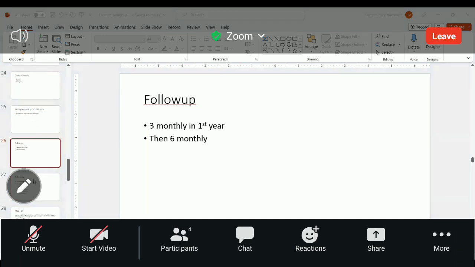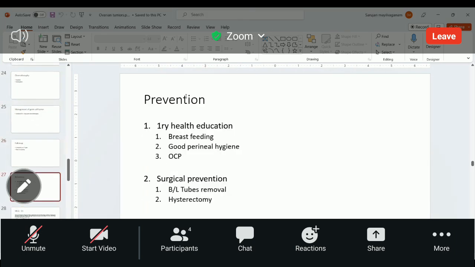Okay. Then the prevention. This is one important thing regarding the ovarian tumor. How to prevent? First, health education. I already told these are the protective factors: oral contraceptive pill, breastfeeding, and good perineal hygiene. If you do that, it can prevent the development of ovarian cancer. So those are the primary prevention methods.